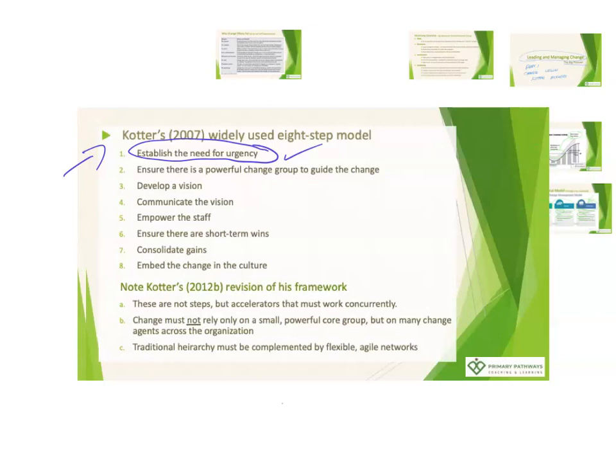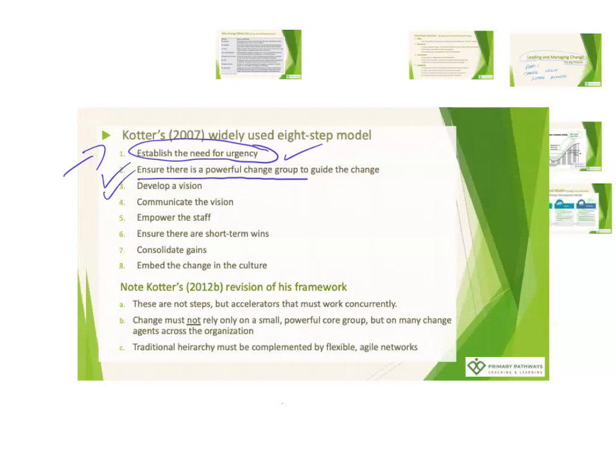We need to ensure that there is a powerful change group to guide the change, sometimes referred to as a change coalition. This is something that we need to be sure we have in place early on. These are people that are going to be not only stakeholders, but also people that are hopefully going to be directly involved that will support the change in different parts of the organization that are affected by the change so that you have that support along the way.